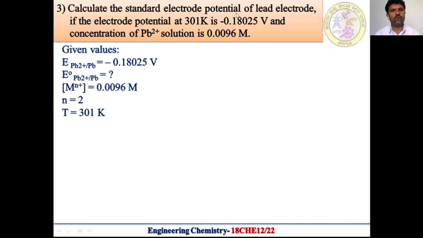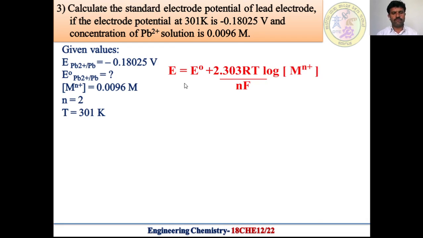Calculate the standard electrode potential of lead electrode if the electrode potential at 301 Kelvin is minus 0.18025 volt and concentration of lead 2 plus solution is 0.0096 molar. The given values are the electrode potential of lead, that is equal to minus 0.18025 volt, and standard electrode potential of lead to be calculated. Concentration of lead 2 plus ions is equal to 0.0096 molar, and value of N is equal to 2 because valence is 2 here, and temperature, that is 301 Kelvin.